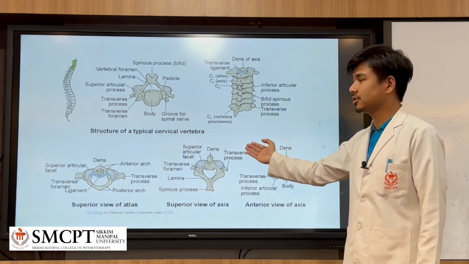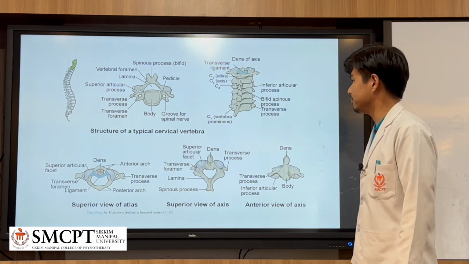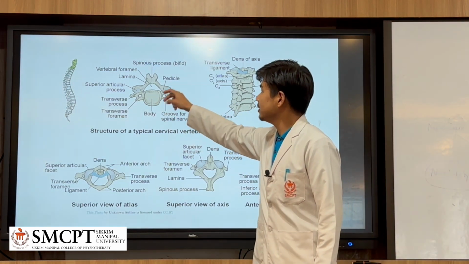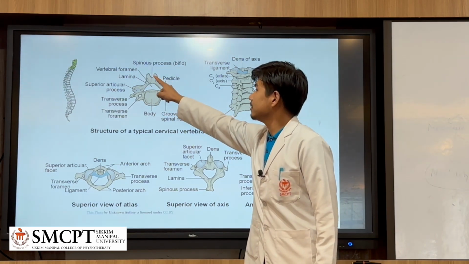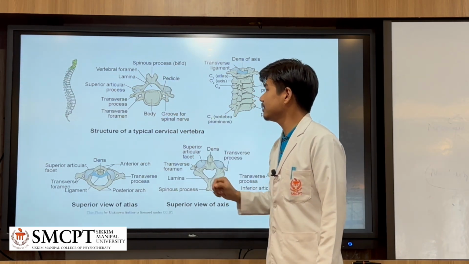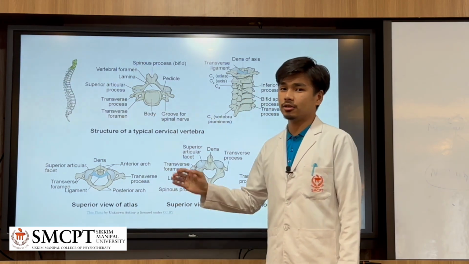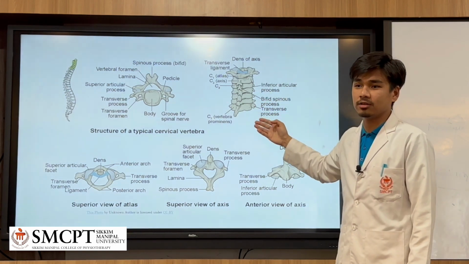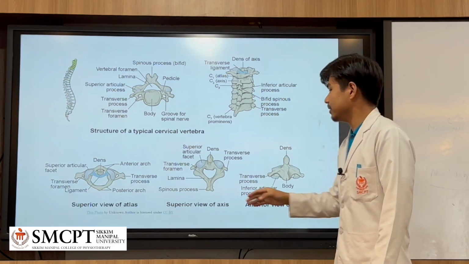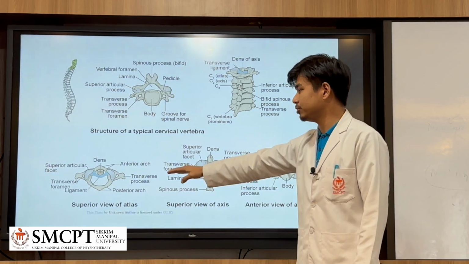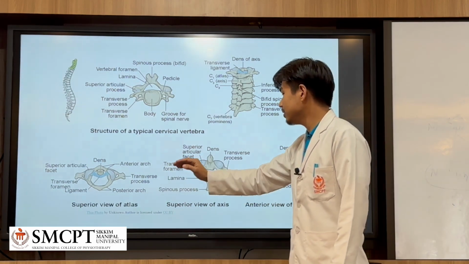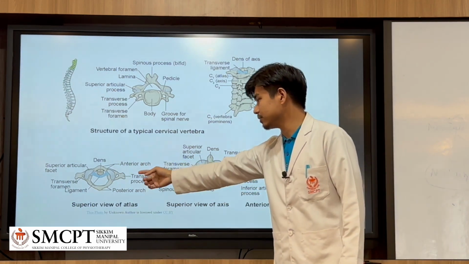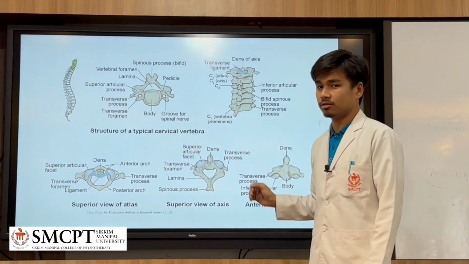These are some of the images of cervical vertebrae. This is the typical cervical vertebrae, which has a body, pedicle, lamina, spinous process and transverse process. It also has a transverse foramen. This is how the orientation of cervical vertebrae looks, and the images that you can appreciate below are the atypical cervical vertebrae C1 and C2, the first and second cervical vertebrae.